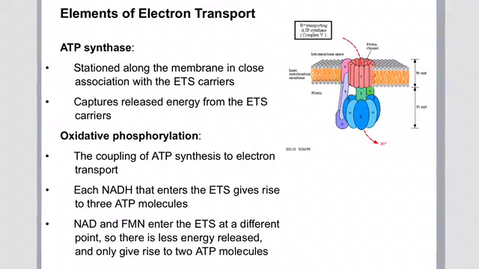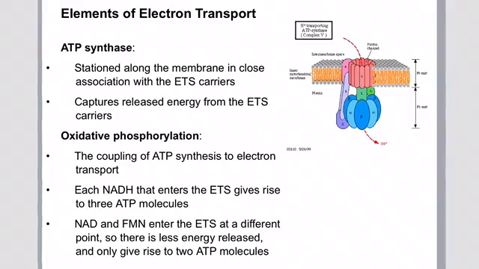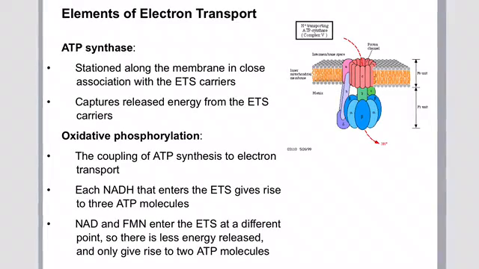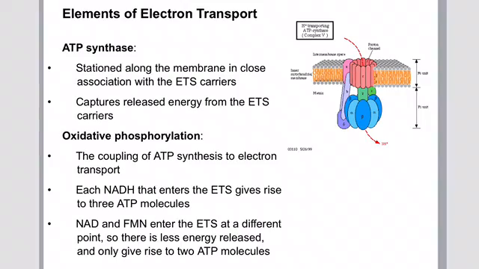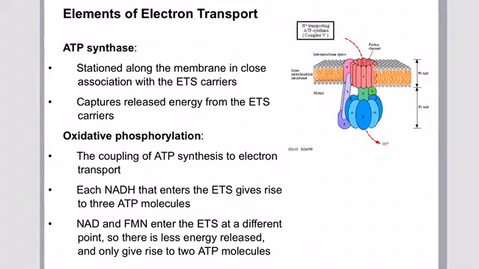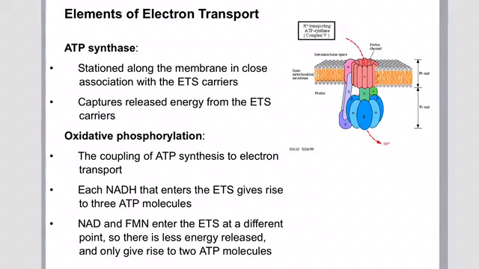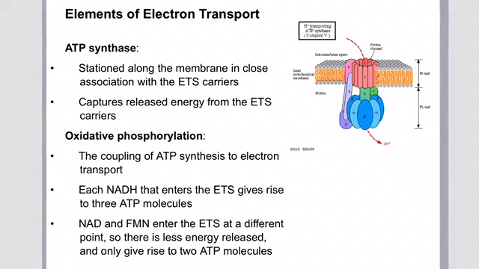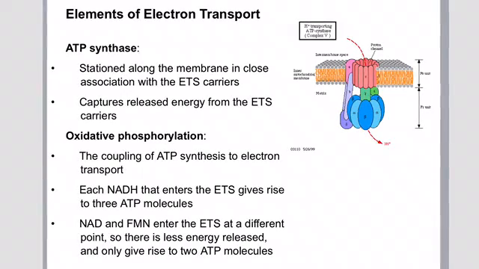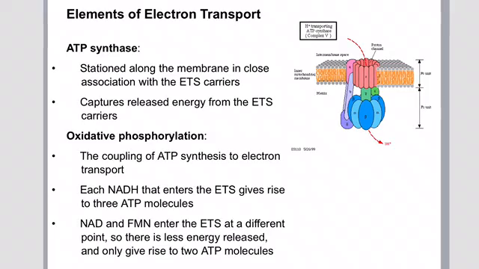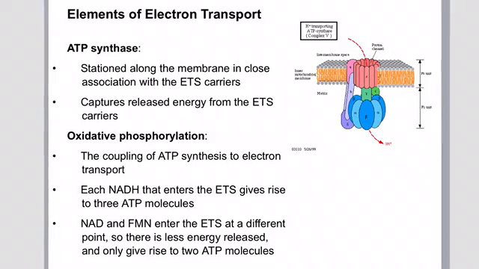Each NADH that enters the electron transport chain gives rise to 3 ATPs. This coupling of ATP synthesis to electron transport is called oxidative phosphorylation. FAD and FMN enter the electron transport system at a different point, so there is less energy released and they only give off 2 ATP molecules.